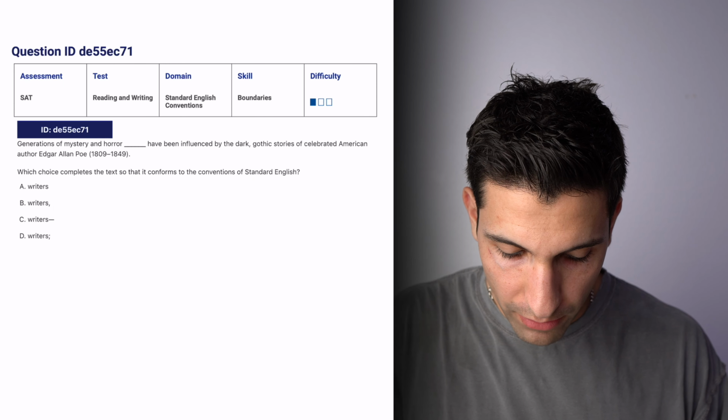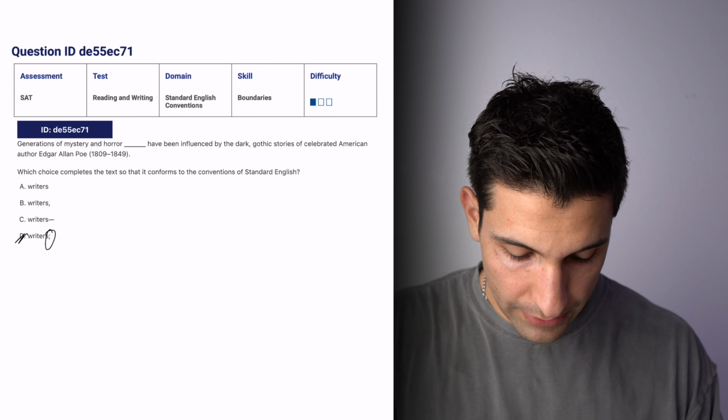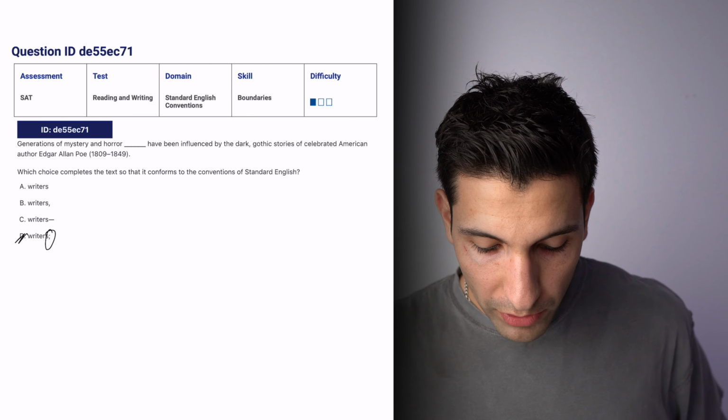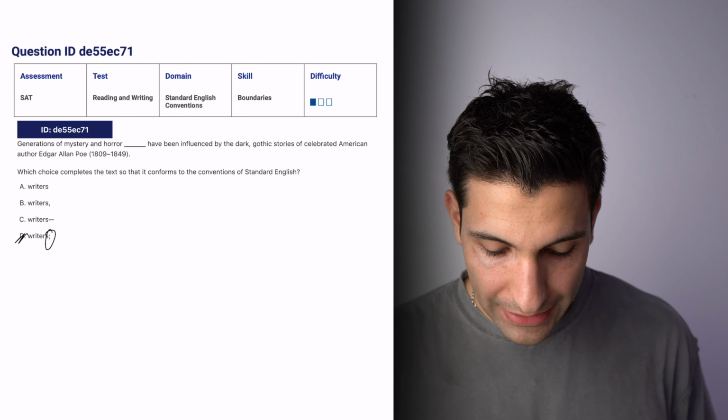When we see this semicolon there, that's a period for the purposes of the digital SAT. So generations of mystery and horror writers, period. That doesn't make any sense. D is out. Then we have a dash. Normally when we see a dash on the digital SAT, it's either surrounding a non-essential clause or it's treated like a colon, which means everything prior to the dash should be a standalone sentence on its own. Again, generations of mystery and horror writers is not a complete sentence on its own. So for that reason, it's out.